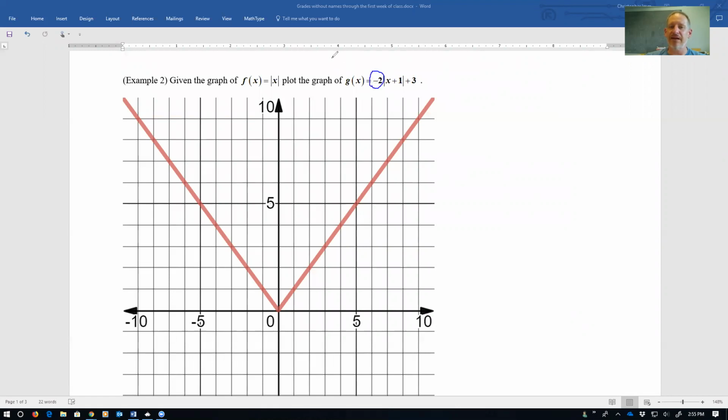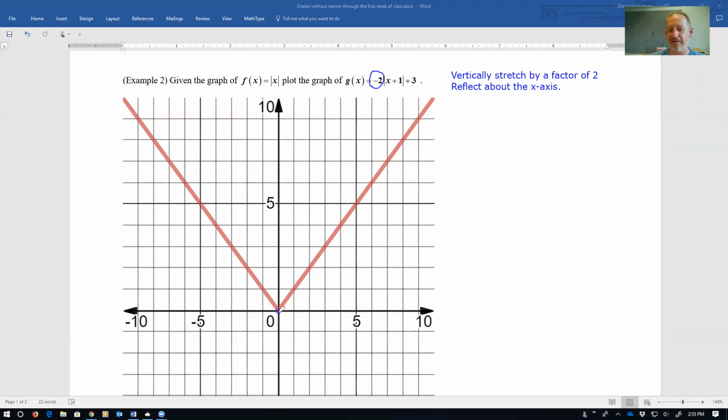So if you remember, that -2 is going to vertically stretch by a factor of 2. And it's going to reflect about the x-axis. So we might want to do these step by step. If I have those points on the graph, then I'm just doing an intermediate step.